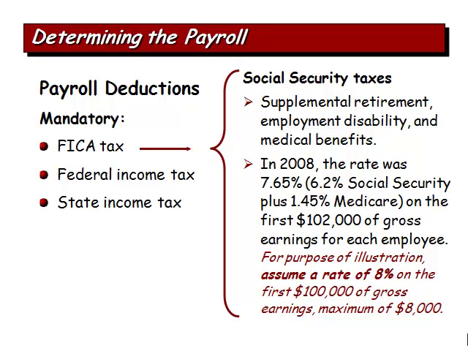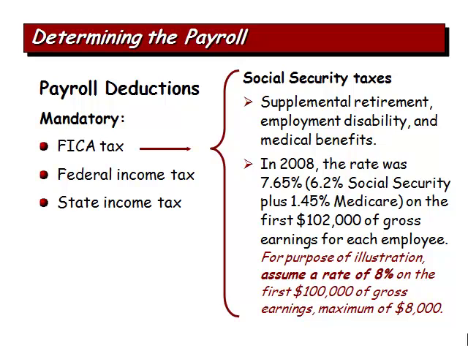So FICA is a supplemental retirement, Social Security, employment, disability, medical benefits. In 2008, and that rate hasn't changed yet, the rate was 7.65%, 6.2% of that Social Security, and 1.45% Medicare on the first 102,000 of gross earnings for each employee.